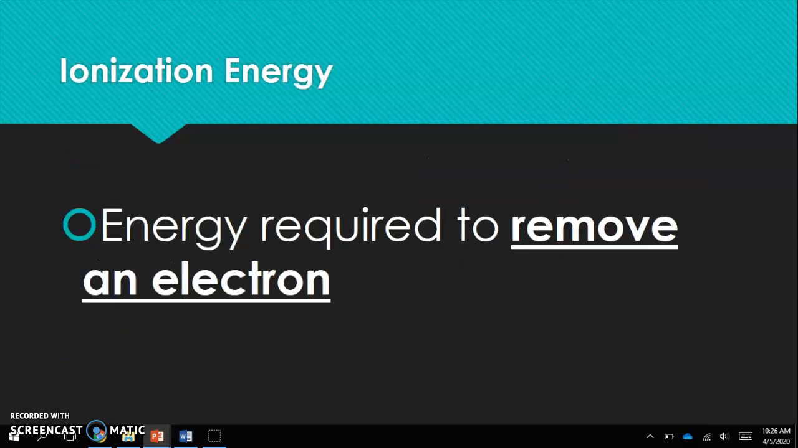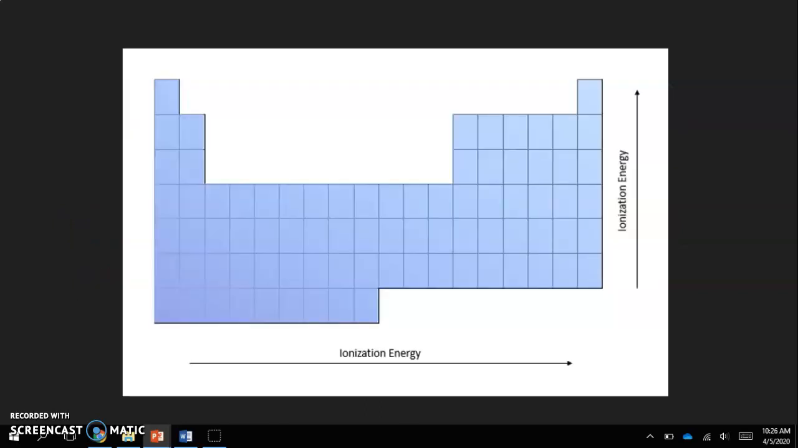Okay? Now let's take a look at ionization energy. So remember, ionization energy is the energy required to remove an electron. Okay, so when we talk about ionization energy, that's just how much energy do you have to actually remove an electron from that outermost energy shell. So a reminder, your ionization energy increases as you move from left to right, and it also increases as you move from the bottom to the top.